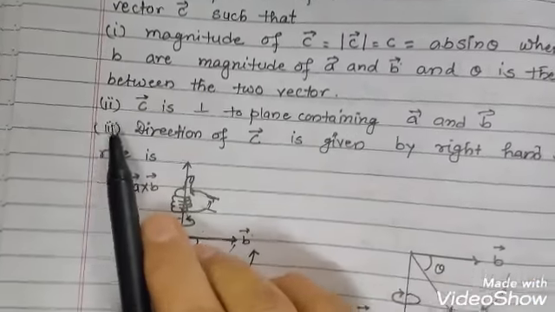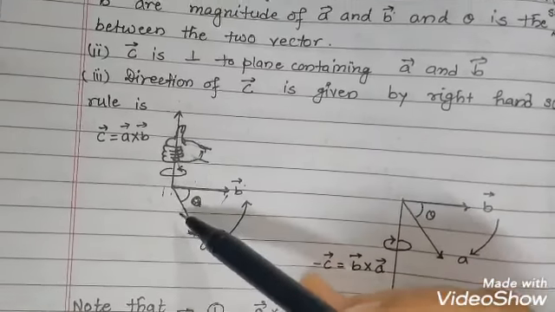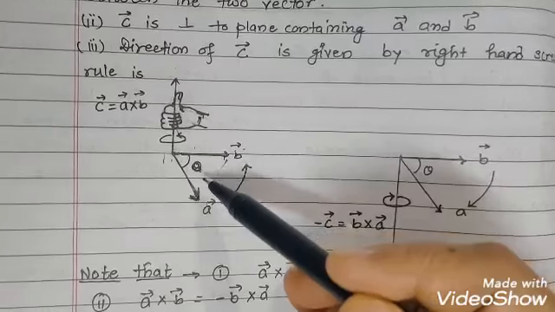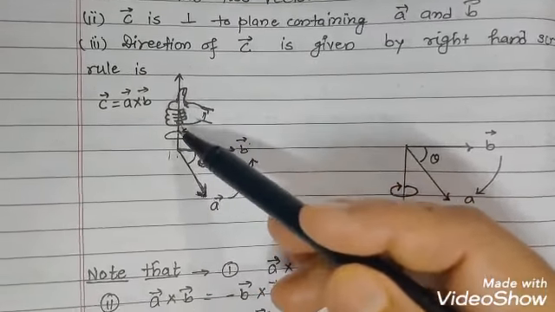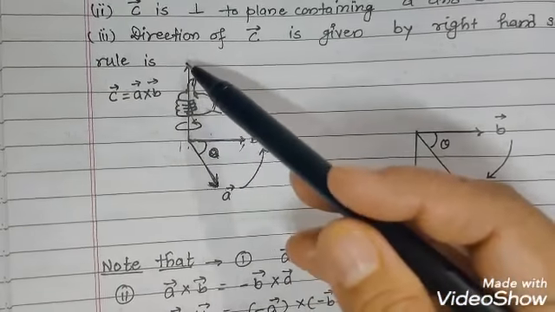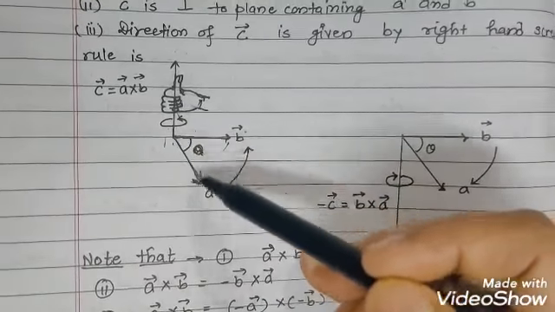Now you will see that C is perpendicular to the plane containing A and B. Suppose the two vectors A and B are in the XY plane, then we will get the result of this cross product of the two vectors in the Z direction, which will be perpendicular to the XY plane.